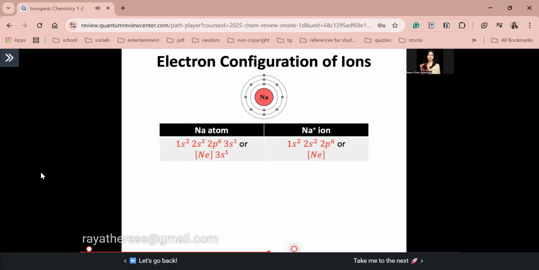So for ions, such as sodium ion or potassium ion, same rules apply, pero dapat i-take into account natin ang electrons lost or gained. So for sodium atom here, we know that its electron configuration is 1s2, 2s2, 2p6, 3s1. Okay? Or neon, 3s1. Again, yung valence electron niya is 3s1.